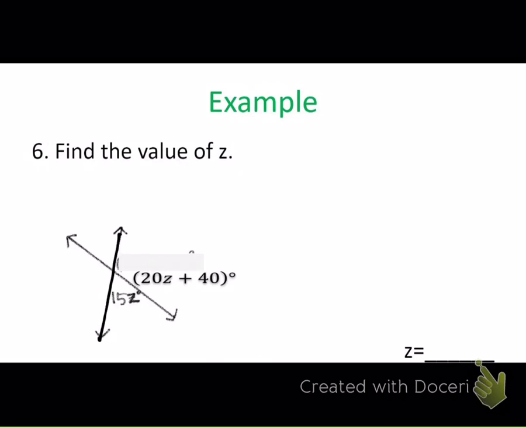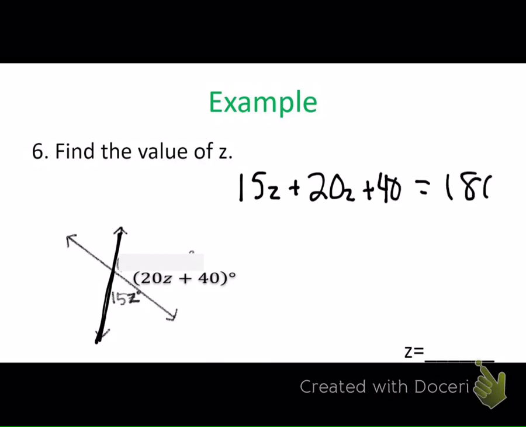Right here, we see how these are right next to each other. These two angles put together form a linear pair. So this angle right here plus this angle equals 180. Okay? So, what am I going to do? You're going to write 15z plus 20z plus 40 equals 180. Very good.